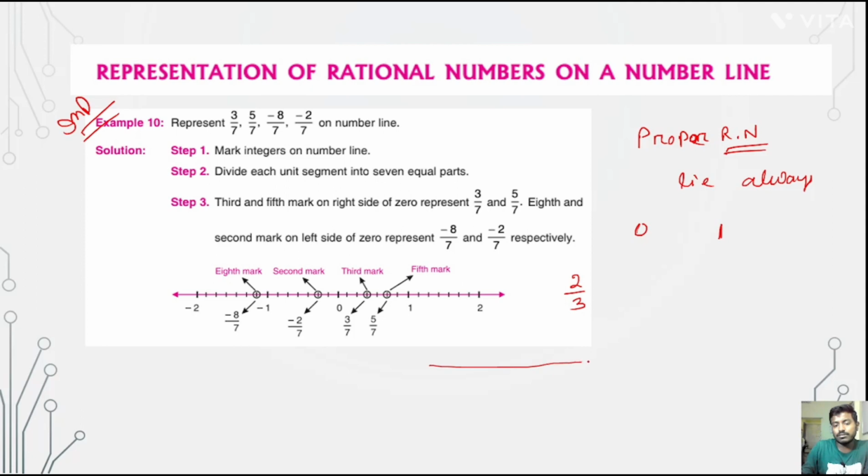First we draw the number line, that is 0. Then how to solve? Here the denominator is 3. Now divide into 1, 2, 3. 3 means 1. Then 1, 2, 3, 3 means 2. The denominator tells us how many places to divide, then we put the numbers: 0, 1, 2. Here the numerator is 2. That's why we count 1, 2. So the answer is 2 by 3, here is 2 by 3.